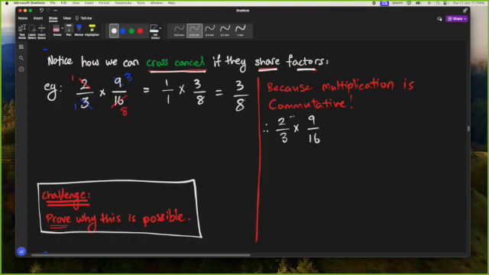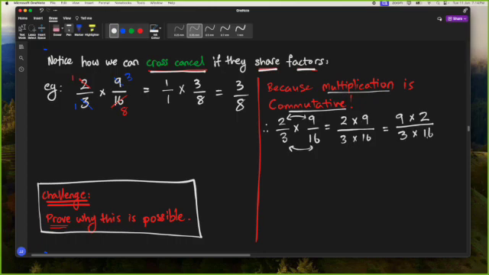So that means, therefore, if you have 2 over 3 multiplied by 9 over 16, you could multiply your numerators, so that will be 2 times 9, and multiply your denominators, 3 times 16. But multiplication is commutative. So that means that 2 times 9 is the same as 9 times 2. I could switch that, but I don't have to switch the denominators, because 16 times 3 is the same as 3 times 16.